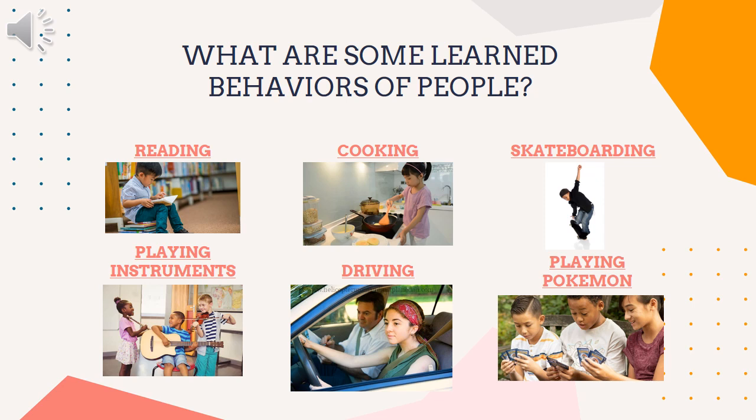Skateboarding, or any other kind of sports for that matter that you might be into, playing instruments, learning to drive a car. If you're into playing Pokemon or playing a certain video game, you have to learn, even if somebody doesn't show you how, by trial and error working through that video game, you learn what to do on each level. So those are all examples of behaviors that we learn to do. They're not inherited, they are learned behaviors because we had to be taught, or we had to be shown or practice how to do it.